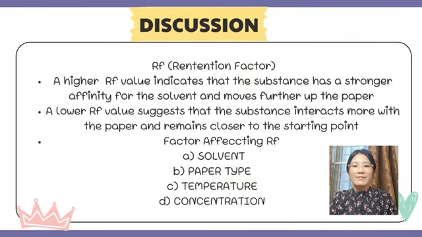For RF, a higher RF value indicates that the substrate has a stronger affinity for the solvent and moves further up the paper. A lower RF value suggests that the substrate interacts more with the paper and remains closer to the starting point. The factors that may affect RF are solvent, paper type, temperature, and concentration.